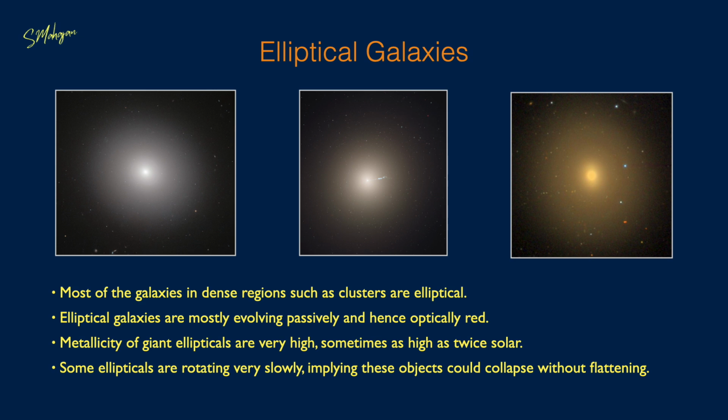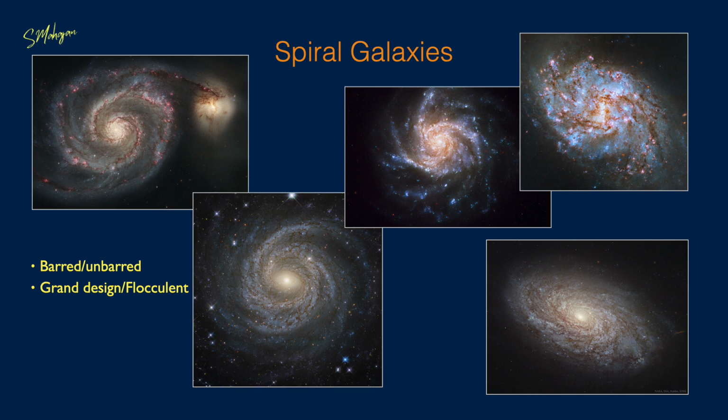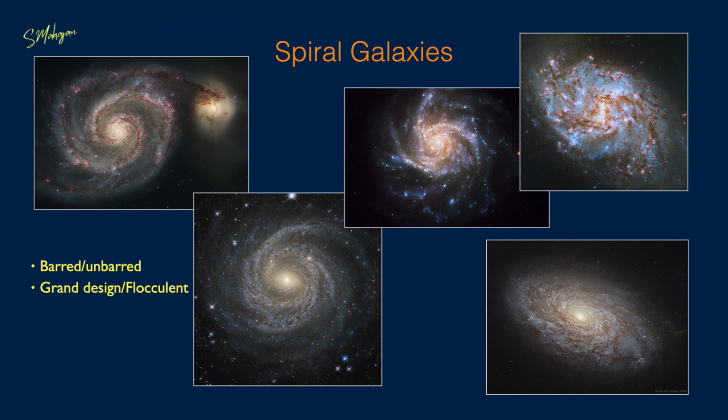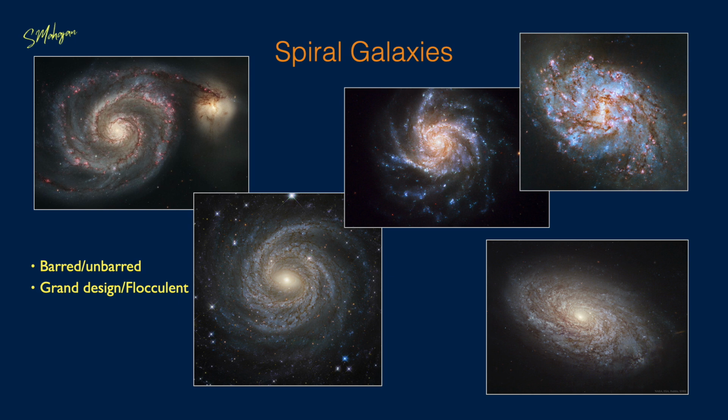Some of the elliptical galaxies are also rotating very slowly, implying that these objects are capable of collapsing without flattening. Spiral galaxies are classified as barred and unbarred or grand design and flocculent. The grand design spirals exhibit almost continuous and high contrast spiral arms and are believed to be driven by stationary density waves. The flocculents, on the other hand, have patchy and low contrast spiral features which are primarily stochastic in their origin.